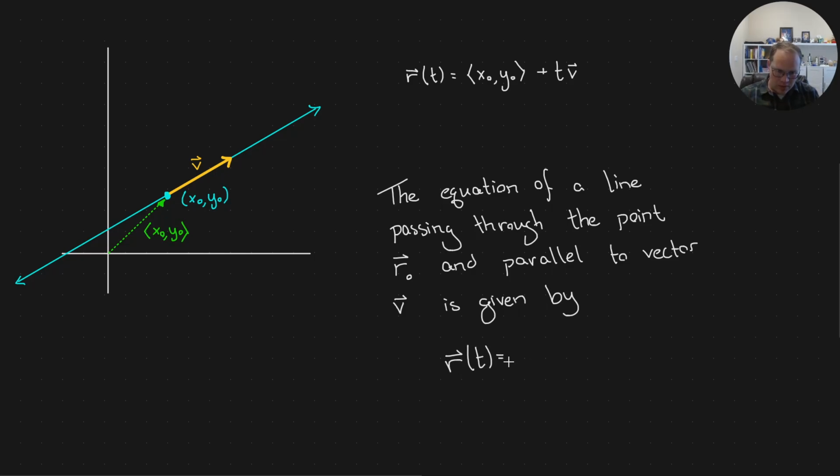R of t equals, first get to a point on the line, and then once you're on the line, you can move up and down the line in the direction of the line by scaling that direction vector. Okay, so this is a point on the line and vector v here is a direction vector, a vector parallel to the line.